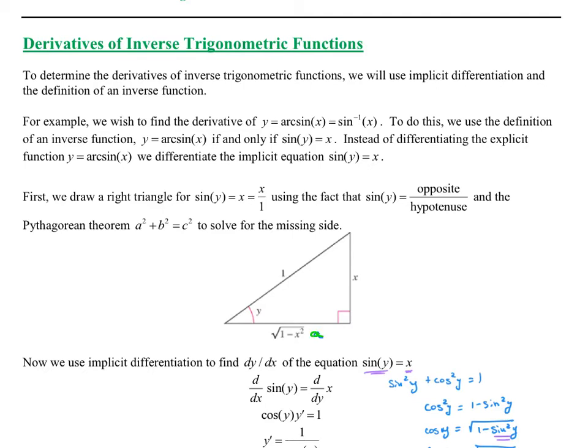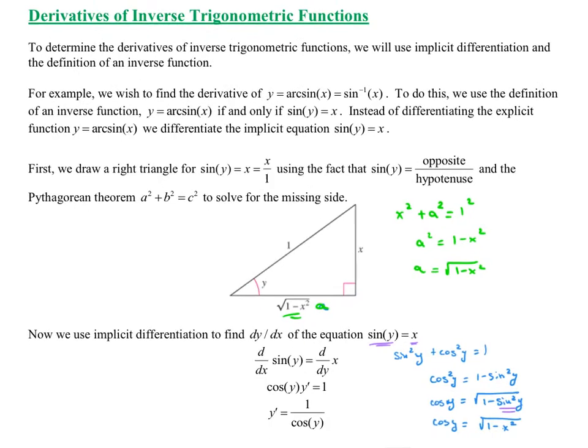So what they used is the fact that the short side x squared plus the other short side a squared had to equal 1 squared, which is just 1, right? So that tells them that a squared has to equal 1 minus x squared. So a has to equal the square root of 1 minus x squared. So that's how they solve for that remaining side of the triangle, just by using the Pythagorean theorem on a 90-degree triangle.